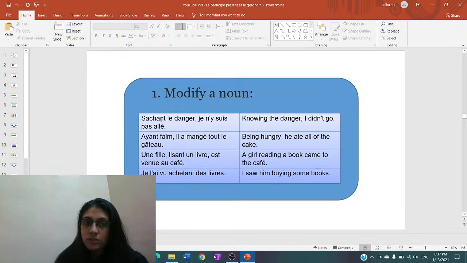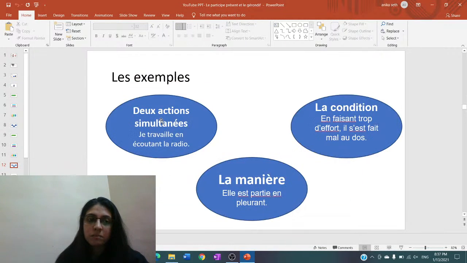So this shows that the verb savoir has to be placed in the present participle because the question being answered is pourquoi, whereas in the gérondif, we were asking the question comment. Then, ayant faim, il a mangé tout le gâteau. Pourquoi a-t-il mangé tout le gâteau? Parce qu'il a faim. So when you are getting the answer to parce que, you are putting the present participle. But in these ones, we are not getting the answer to pourquoi. See, je travaille en écoutant la radio. If I ask, pourquoi travailles-tu en écoutant la radio? No, that's not the answer.